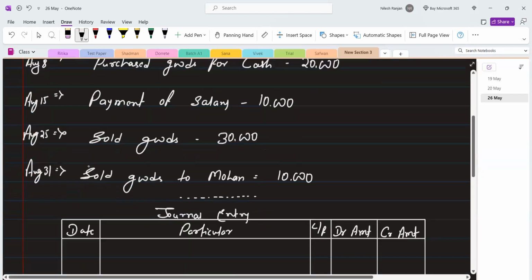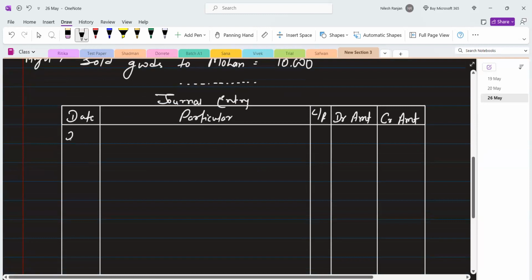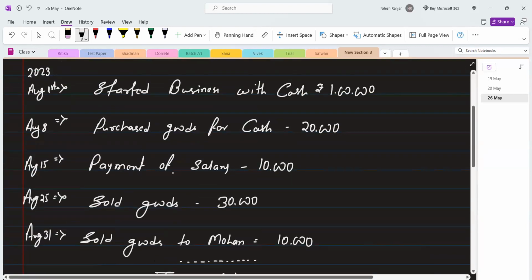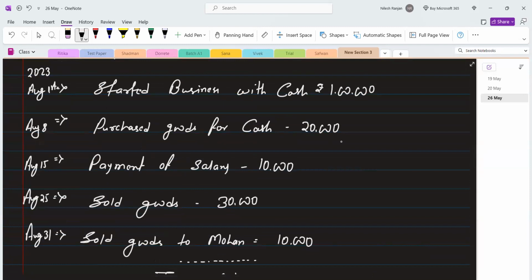Okay. So here we will write the year, then start with the date. In the first transaction, it is August 1, or you can write August 1st. Now, for this transaction, we have to analyze what are the accounts included in this transaction. Started business with cash, purchased goods for cash. So we have to analyze every transaction to find out which account is included in the transaction.